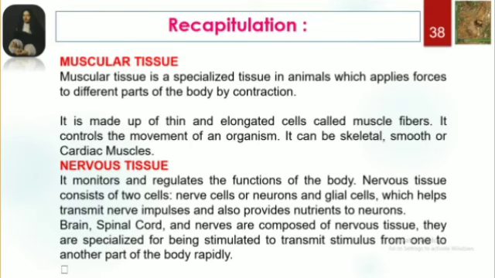The nervous tissue monitors and regulates the functions of the body. Nervous tissue consists of two types of cells, nerve cells or neurons and glial cells, which help to transmit nerve impulses and also provide nutrients to the neurons. Brain, spinal cord, and nerves are composed of nervous tissues. They are specialized for being stimulated to transmit stimulus from one part to another, and that too at great speed. So this is the basic understanding of animal tissues.